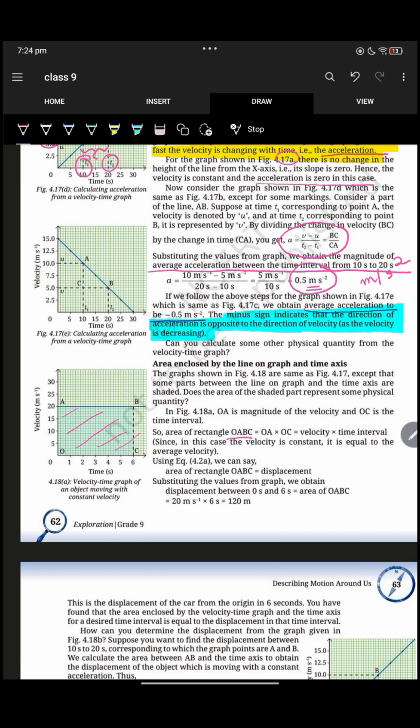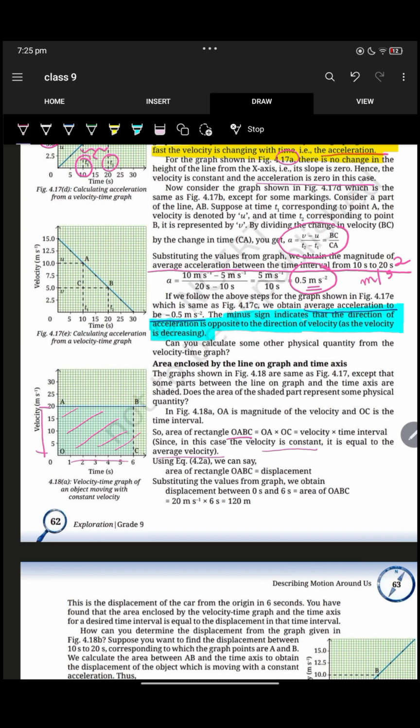Area under the plot is the area of the rectangle, that is multiplication of the two adjacent sides. OA is one such side. This is OA and OC. OA is the velocity and OC is the time. So we know very well, velocity into time is actually displacement. In this case velocity is remaining constant and it is equal to the average velocity, right? Now area under the plot should be displacement, because velocity into time means what?